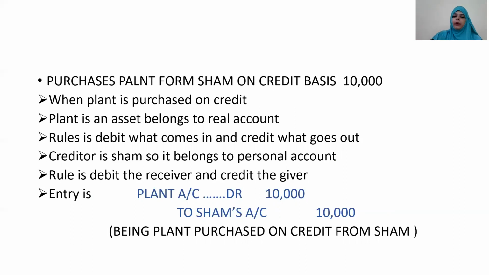So if we follow the rule of the real account, that debit what comes in, so plant is coming inside the business, so plant account debited. And if we follow the personal account, credit the giver, so Shyam is giving the plant, to Shyam's account, that is 10,000, that is being plant purchased on credit from Shyam. If there is no mention of a person, then we can write the creditor, but here it's mentioned that it is being purchased from Shyam, so we are writing the name of Shyam over here.